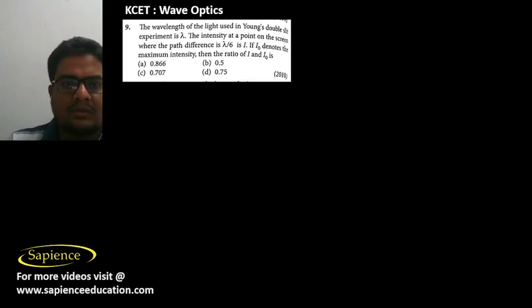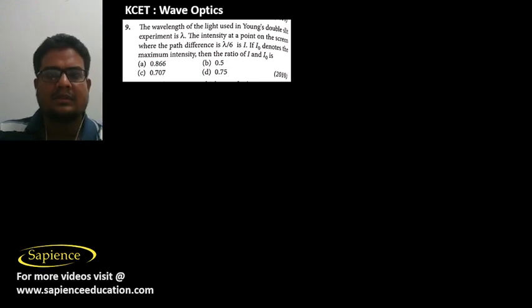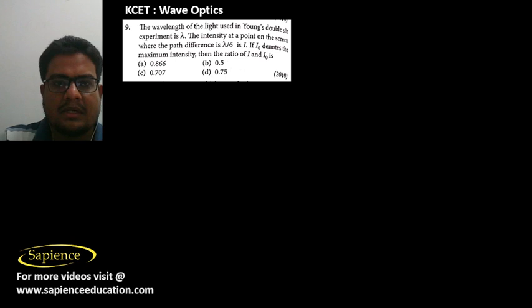Then in question number 9, it is told the wavelength of the light used in Young's double slit experiment is lambda. The intensity at a point on the screen where the path difference is lambda by 6 is I. If I naught denotes the maximum intensity, then the ratio of I and I naught is how much?